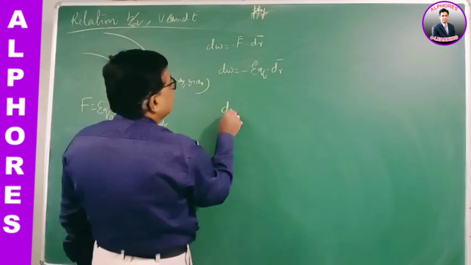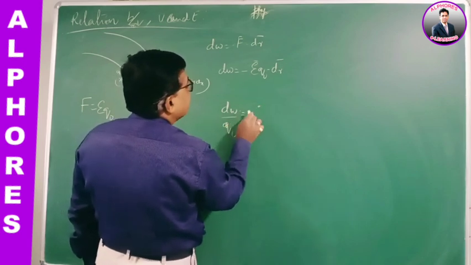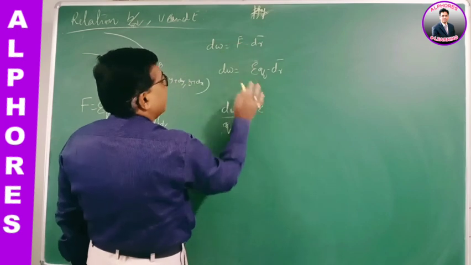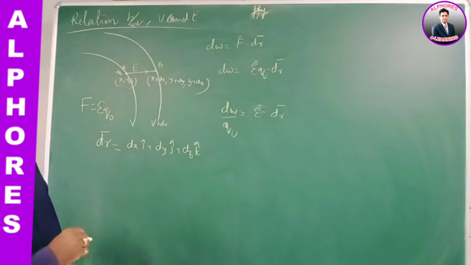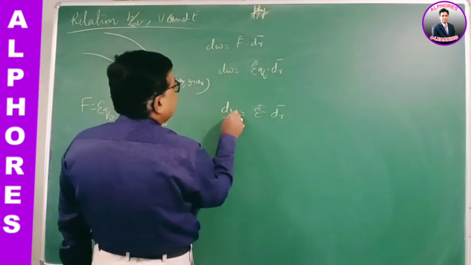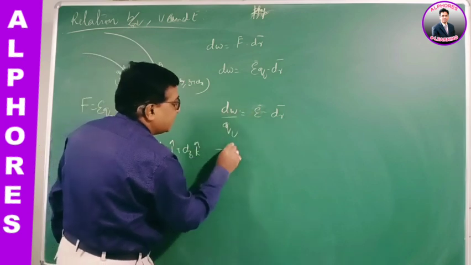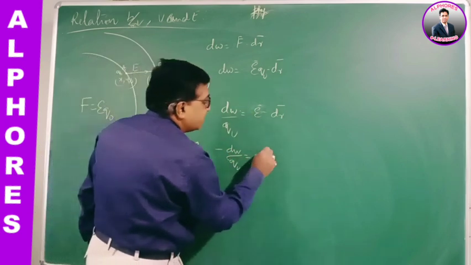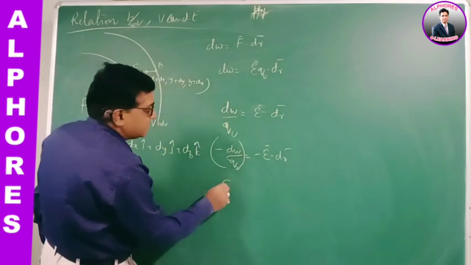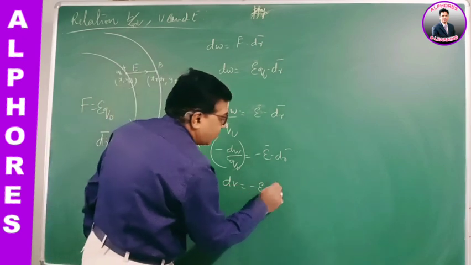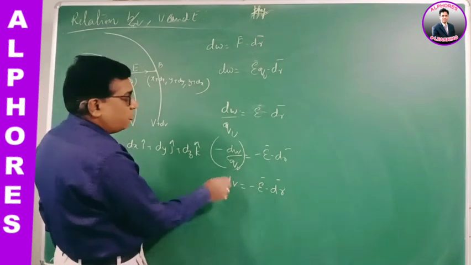So the work done by Q0 is minus E dot dr bar. Therefore, dW by Q0, the work done per unit charge, is minus E dot dr bar. The negative of the work done per unit charge is dV. So dV is minus E dot dr. Now the total potential difference between these two points I can write as follows.